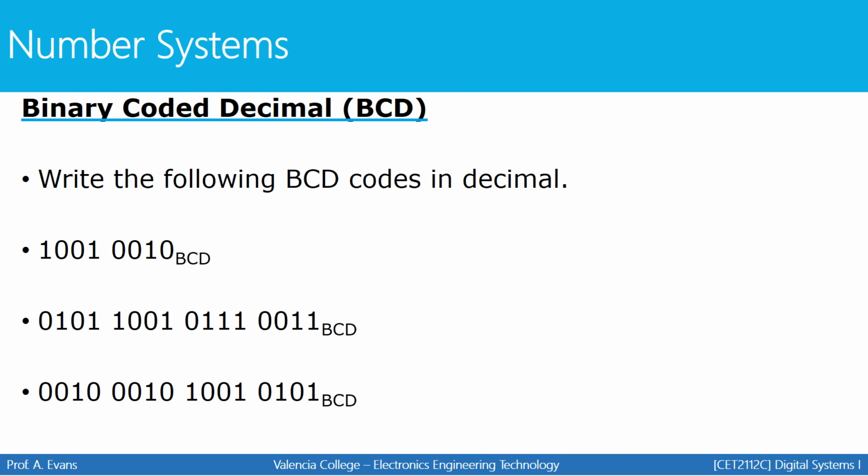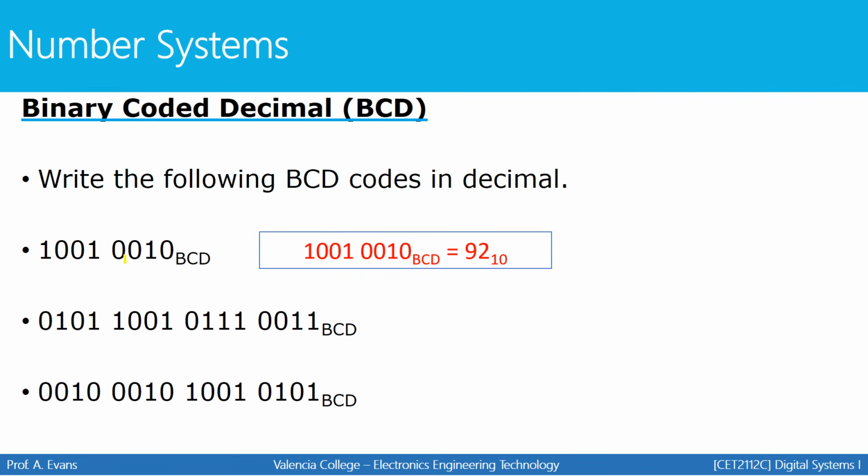Here's your chance to try these out, but we have a BCD number that we're going to write in decimal. Try these out and see if you can go the other way. So you have a BCD number. What's the decimal equivalent? Remember, all you're going to do is take each 4-digit code and convert that to a decimal number. So the number 1001 is 9. The number 0010 is 2, so that represents the number 92.